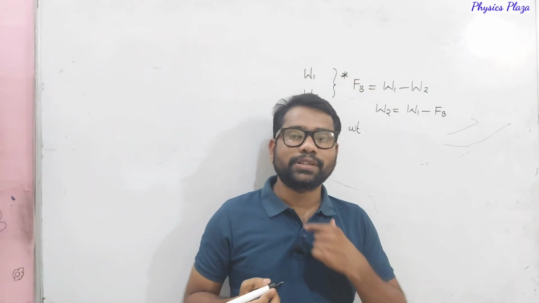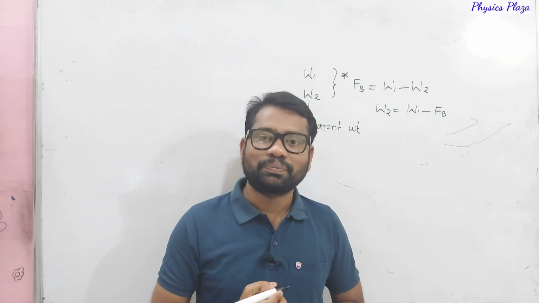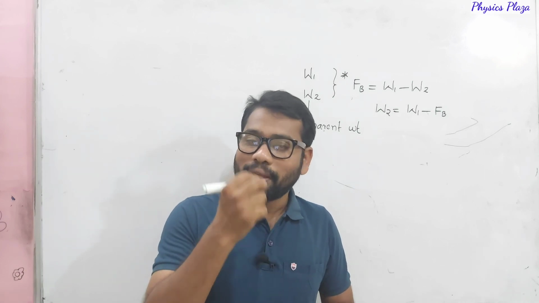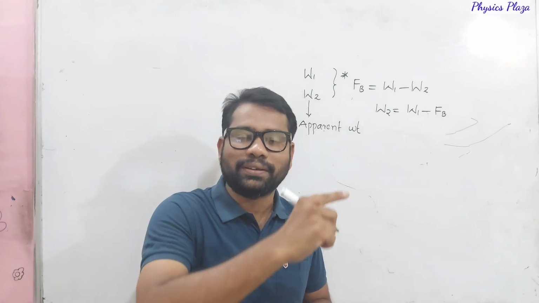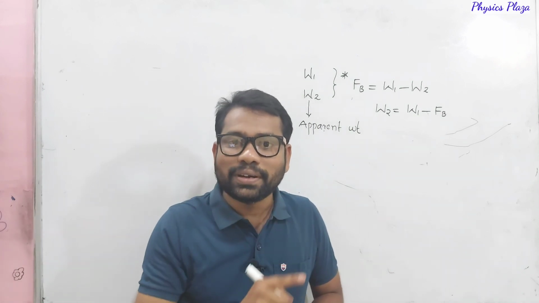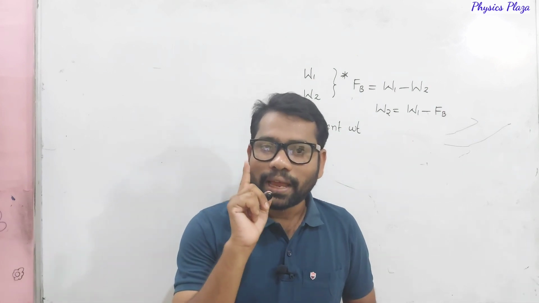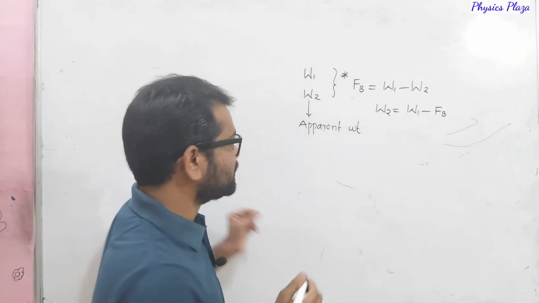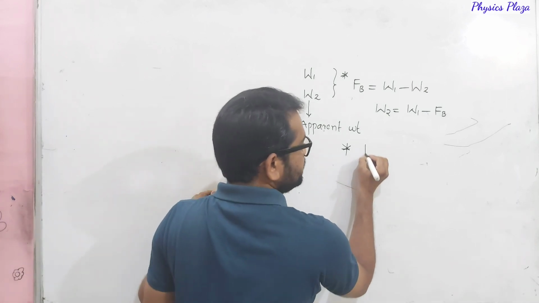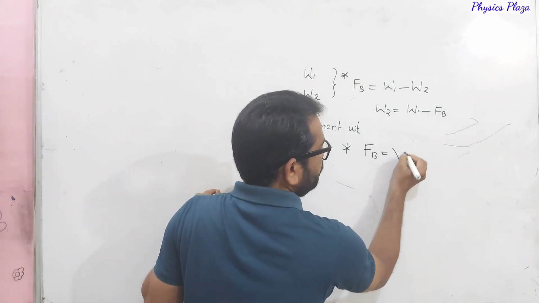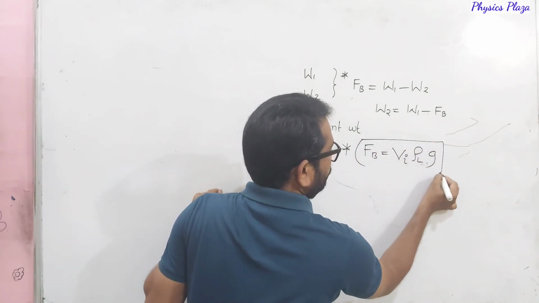And children, sometimes the volume of the body immersed in a fluid is given and the density of the liquid is given. Then how can we calculate the buoyant force? Just think, on which factors does the buoyant force depend? It depends on the volume of the body immersed, the density of the liquid in which the body is immersed, and even the acceleration due to gravity. So, the next formula to calculate the buoyant force is FB equals Vi rho L g.